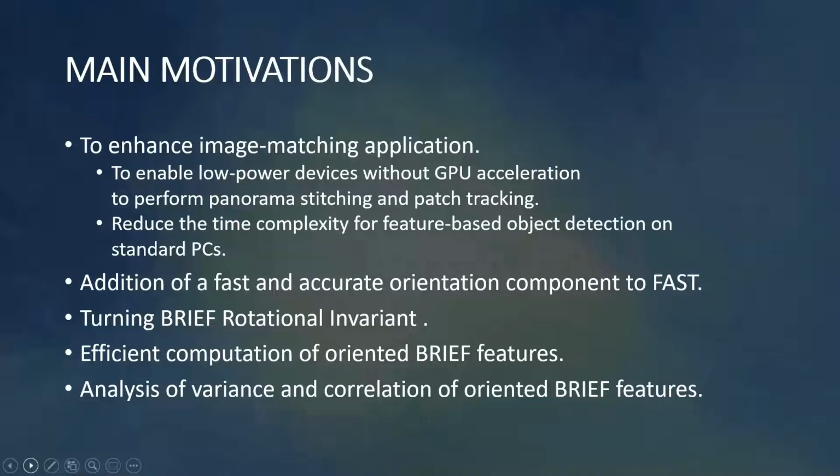The main motive of the paper is to enhance image matching applications by enabling low power devices like mobiles to perform feature matching and to reduce time complexity on standard PCs. For this, we need to add an orientation component to the FAST detector and make the BRIEF descriptor rotation invariant. Also, this paper focused on analysis of variance and correlation of the resulting oriented BRIEF features.